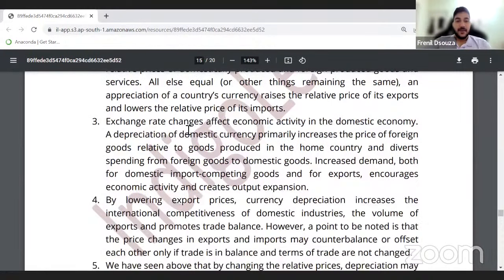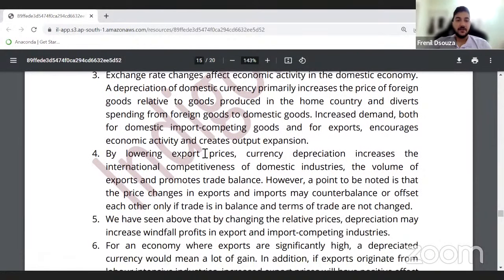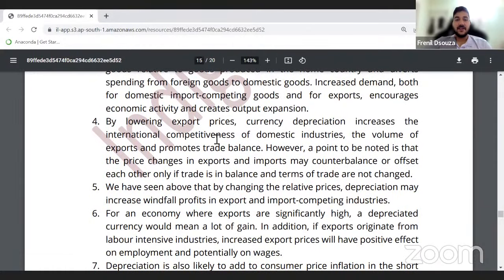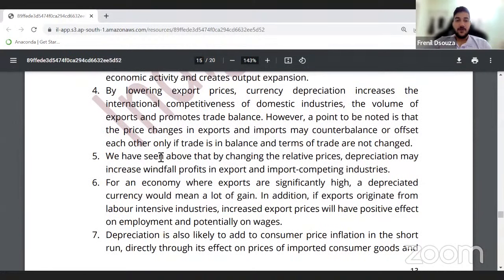Next, exchange rate changes affect economic activity in the domestic country. A depreciation of a domestic currency primarily increases the price of foreign goods, and all that, we know it. By lowering the export prices, the currency depreciation increases the international competitiveness of domestic industries, right? The volume of exports and promotes trade balance, correct? We have seen above that with changes in the relative prices, depreciation may increase windfall profit. Okay, what is windfall profit?